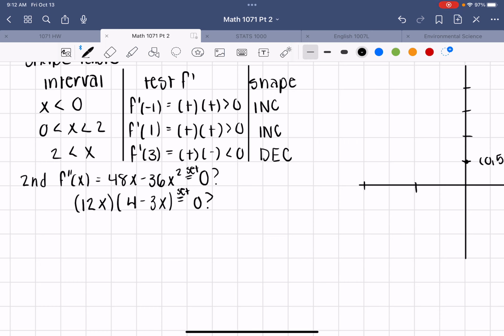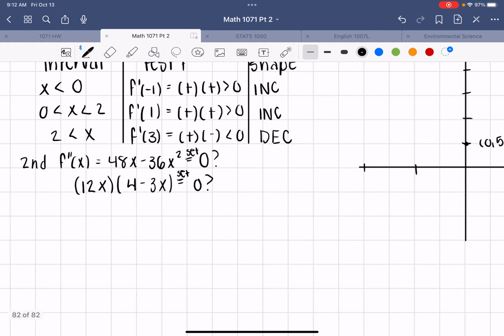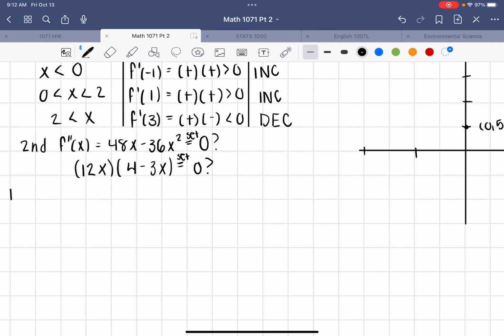And there are 2 of them. Remember, an inflection point is where the second derivative is 0. So there are 2. X could be 0, or x could be 4/3. When x is 4/3, 3 times 4/3 is 4, minus 4 is 0. Okay.